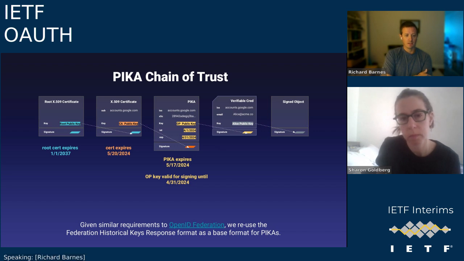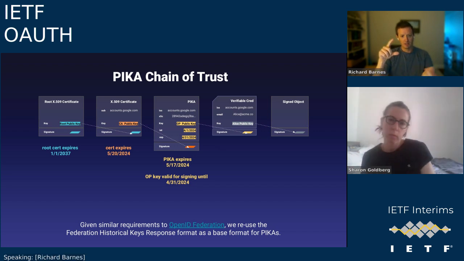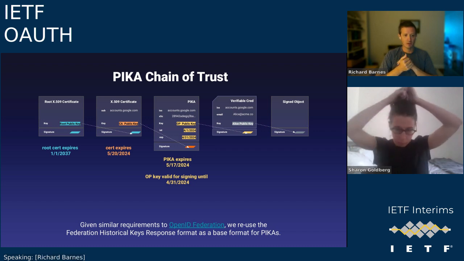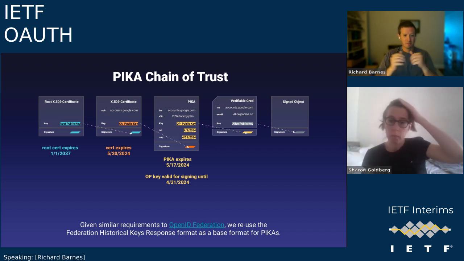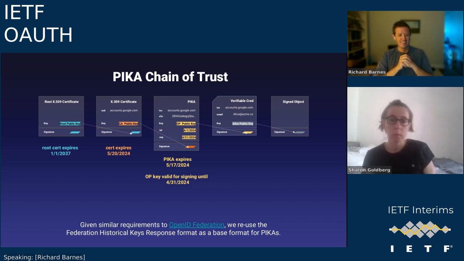What we're adding here is a signed object format to say that the OP key that signed the credential actually belongs to this OpenID provider, this OAuth provider. I'll use OP to be generic across this too.